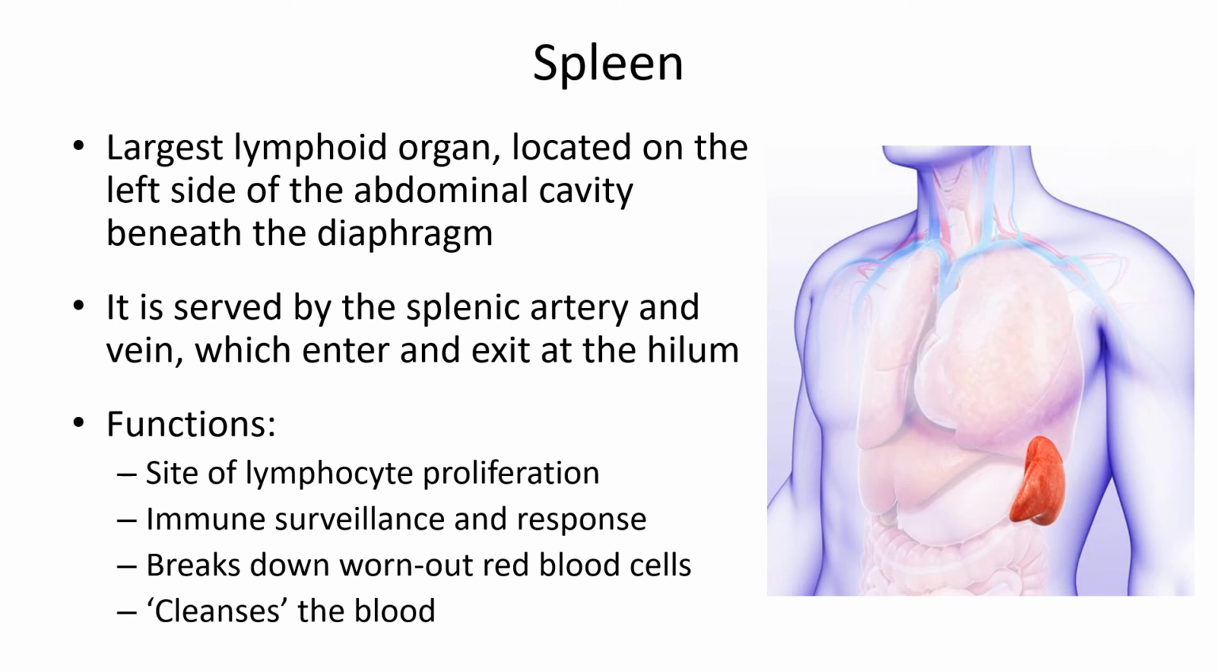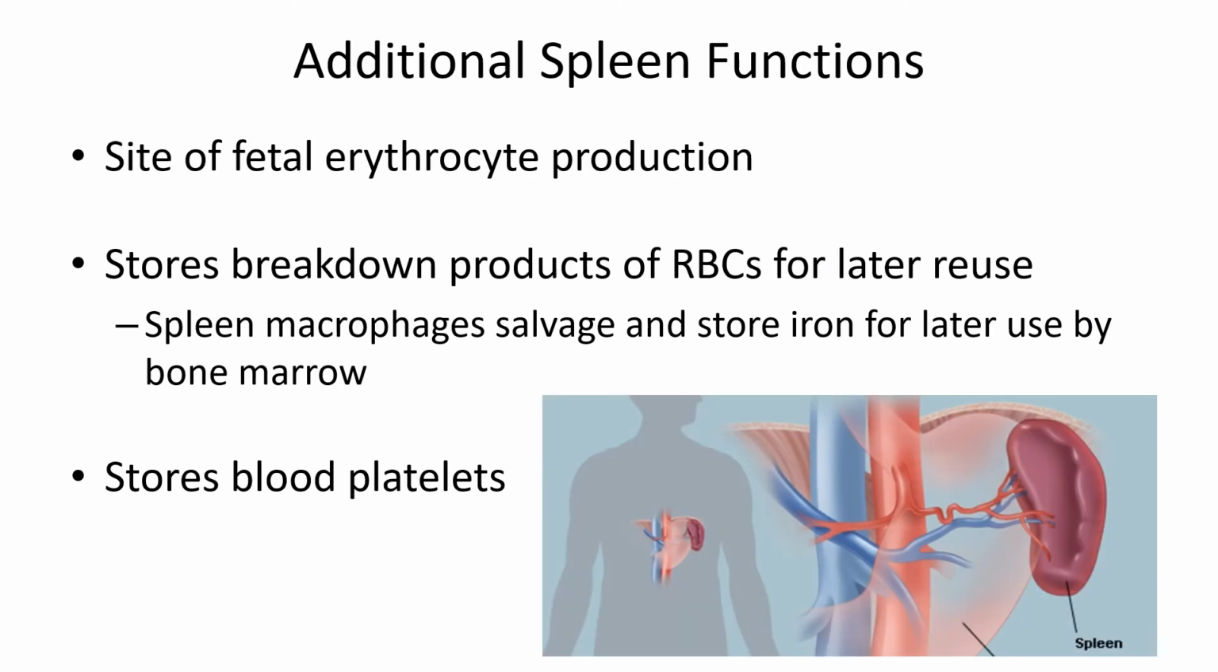The spleen plays a role in lymphocyte proliferation and maturation. Lymphocytes wander around the spleen and break down worn-out red blood cells and cleanse the blood of debris. Now, these activities can be performed elsewhere, however, so it is feasible to function normally as an adult without a spleen. Within the fetus, the spleen is an important site for the production of red blood cells. After birth, however, this role is taken over by bone marrow.